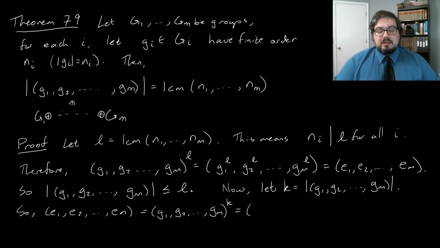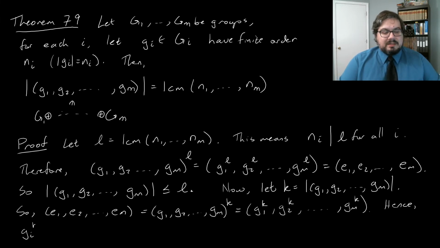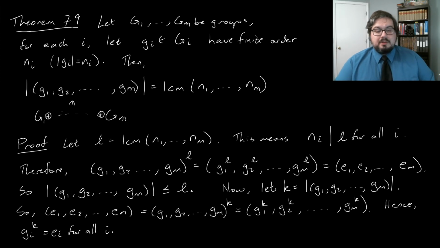But by definition, if we take the kth power of the tuple, that's just the tuple formed by the kth powers. So we get that the identity element of the direct product is equal to G1 to the K, comma G2 to the K, comma up to GM to the K. Hence, that means that GI to the K equals EI for all I, because the only way for two tuples to be equal to each other is if they are equal in each component.